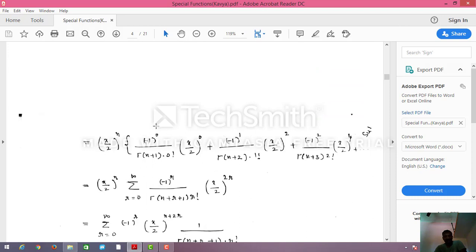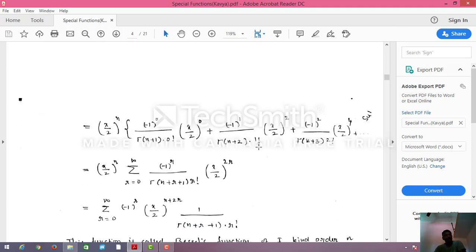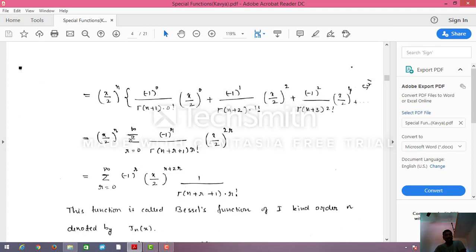Well, this one I'll write in standard form, that is nothing but summation of r equal to 0 to infinity, minus 1 power r, and if you write it using summation, gamma of n plus r plus 1 into r factorial, (x/2)^(2r). See, if you give r equal to 0 here, you will get the first term. Just check: minus 1 power 0, r equal to 0 means gamma of n plus 1, r factorial means 0 factorial, (x/2) power 0. If you give r equal to 1, you get the second term. If you give r equal to 2, you get the third term. So like this you will get. That's the way it has been arranged in the standard form.